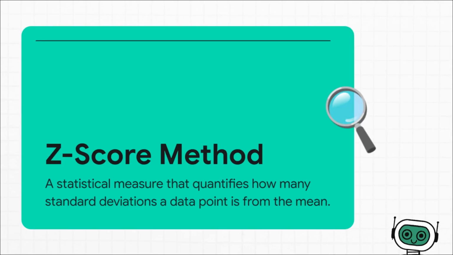Okay, visuals are great, but sometimes we need a hard number. That's where the z-score comes in. The idea here is simple. We want to measure how far away a data point is from the average, but in a standardized way. The z-score tells you exactly that. How many standard deviations is this point from the mean?